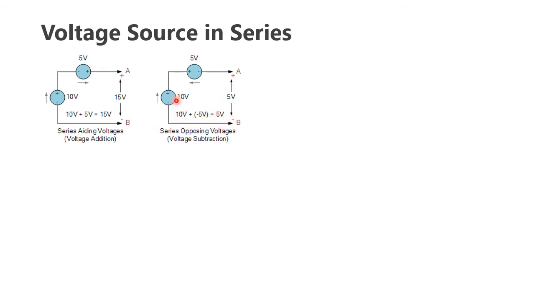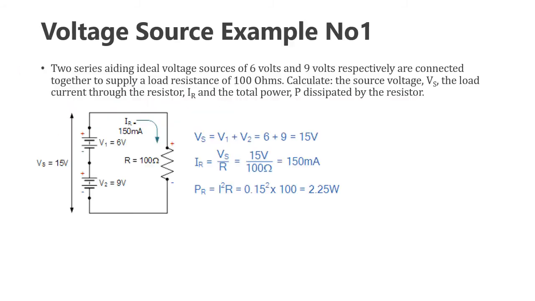Here 10 volts plus minus 5, then the terminal voltage will be decreased. It will give the subtracted value of the voltage sources. Here it will give 5 volts. Here it will give 15 volts.